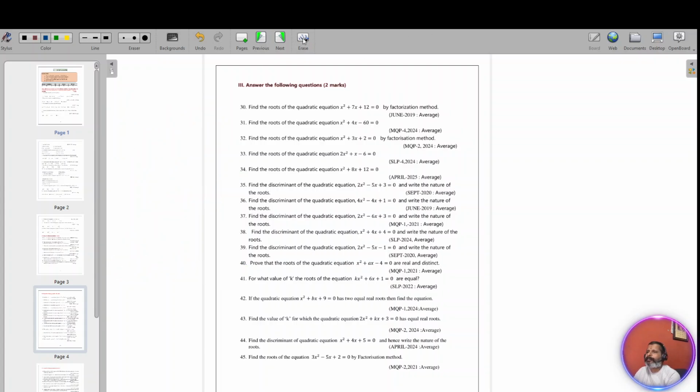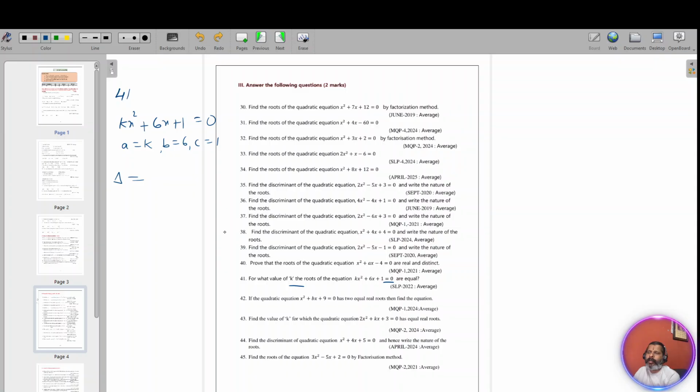Next, we'll move to the next question. For what value of k the roots are equal? That is a very important question. Take that equation kx square plus 6x plus 1 equal to 0, a equal to k, b equal to 6, c equal to 1. Therefore, real and equal means discriminant is 0, right? That is b square minus 4ac is 0. Substitute it. B square means 6 square minus 4 into k into 1 is 0.